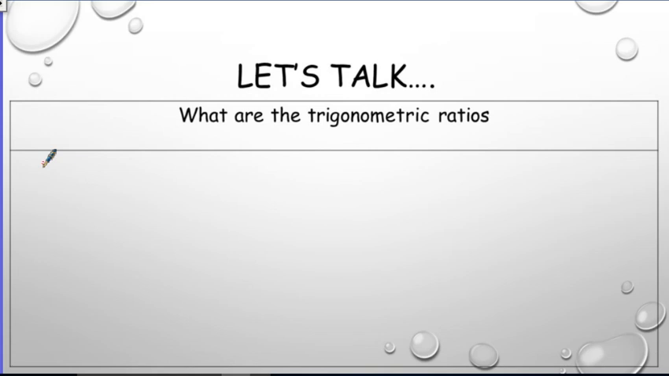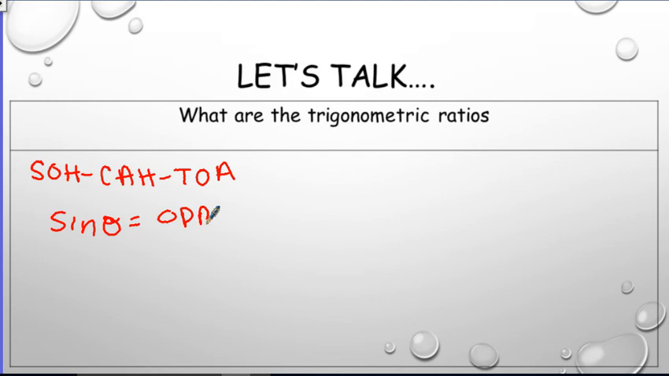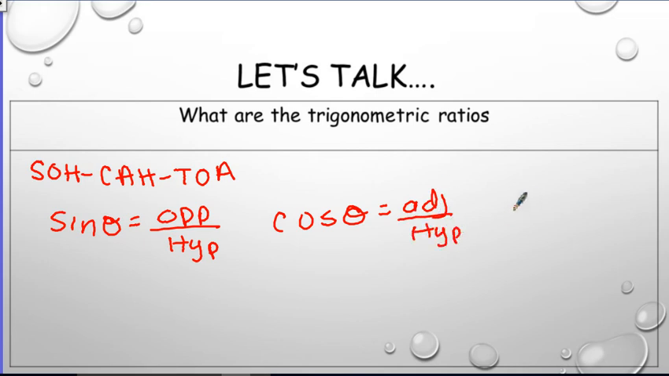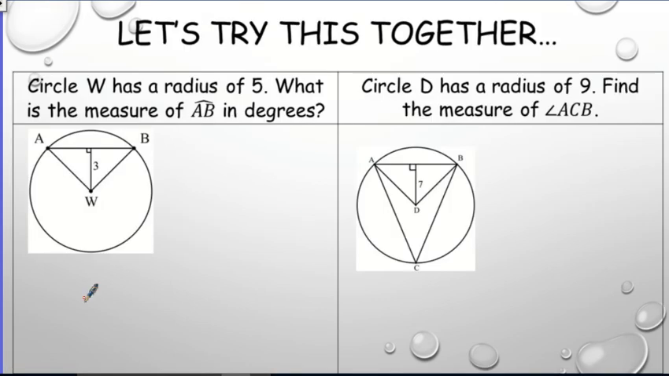Alright, so if you remember, we talked about our trig ratios: SOHCAHTOA, where sine theta equals opposite over hypotenuse, cosine theta equals adjacent over hypotenuse, and tan theta equals opposite over adjacent. So there you go. That's your trig review right quick. And now let's jump into a problem.